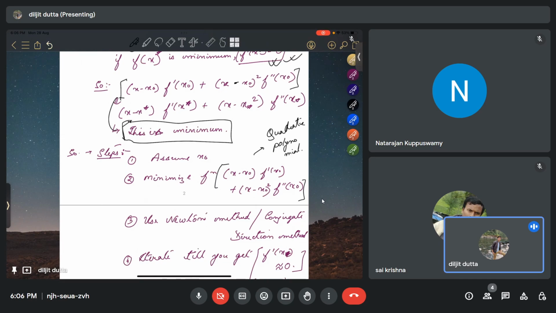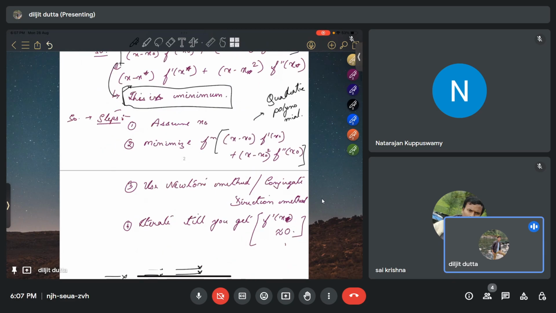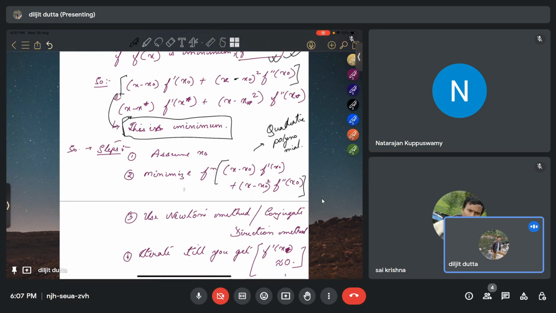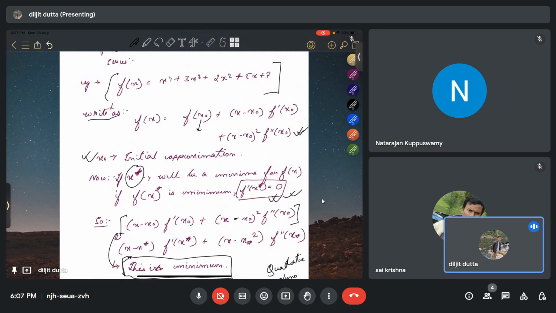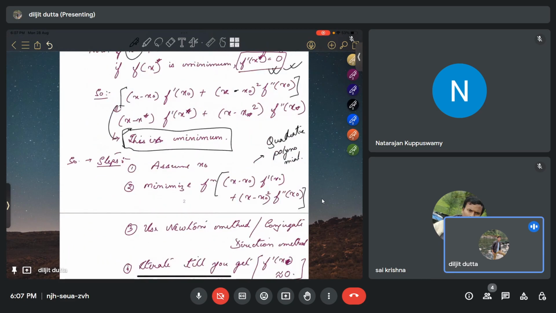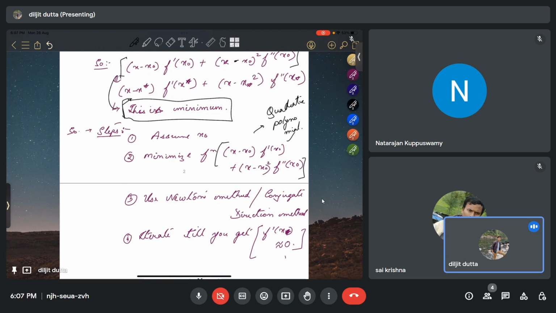We have seen that if x star is the solution, then x star equals x naught minus f dash x naught by f double dash x naught. So in only one step we can get the solution. We can also apply Newton's method directly to the whole expression, but in that case we have to apply Newton's method multiple times, with many iterations. But when we do it by quadratic approximation, we can get the minimization of the quadratic polynomial in only one step of Newton's method. So the calculation becomes a bit easier.